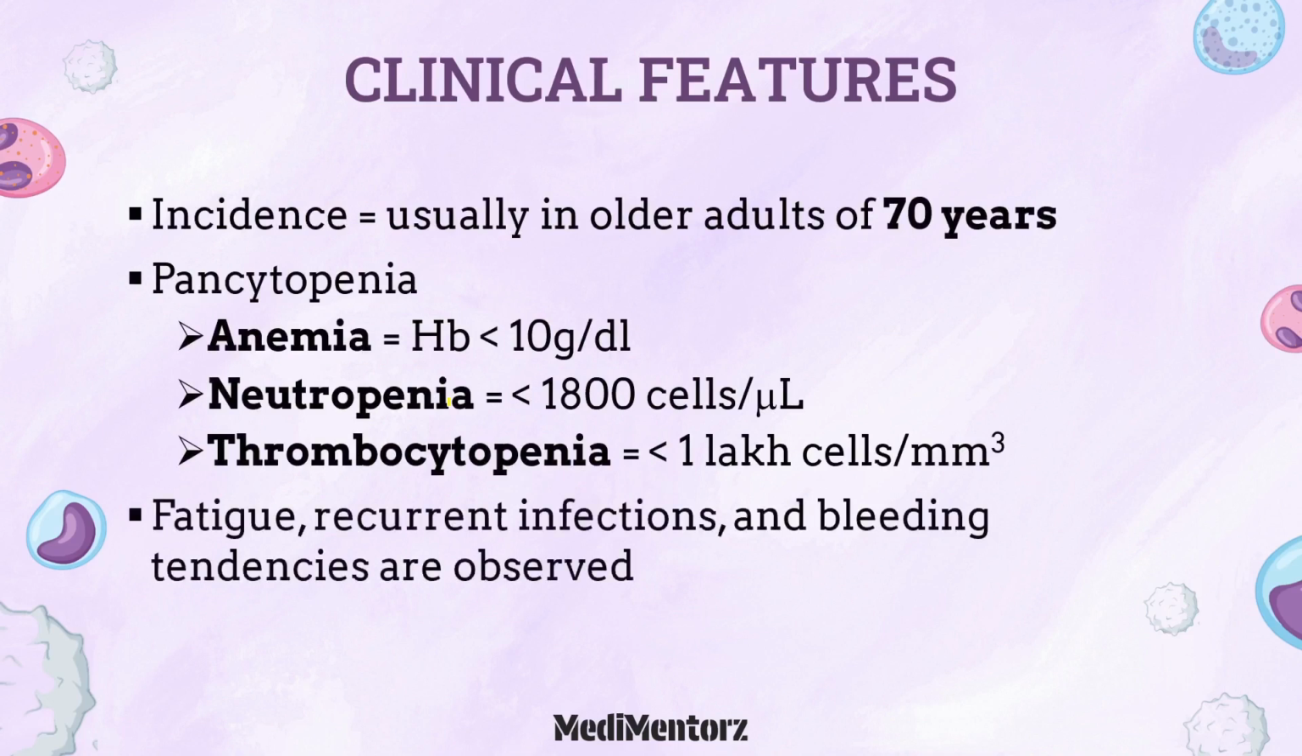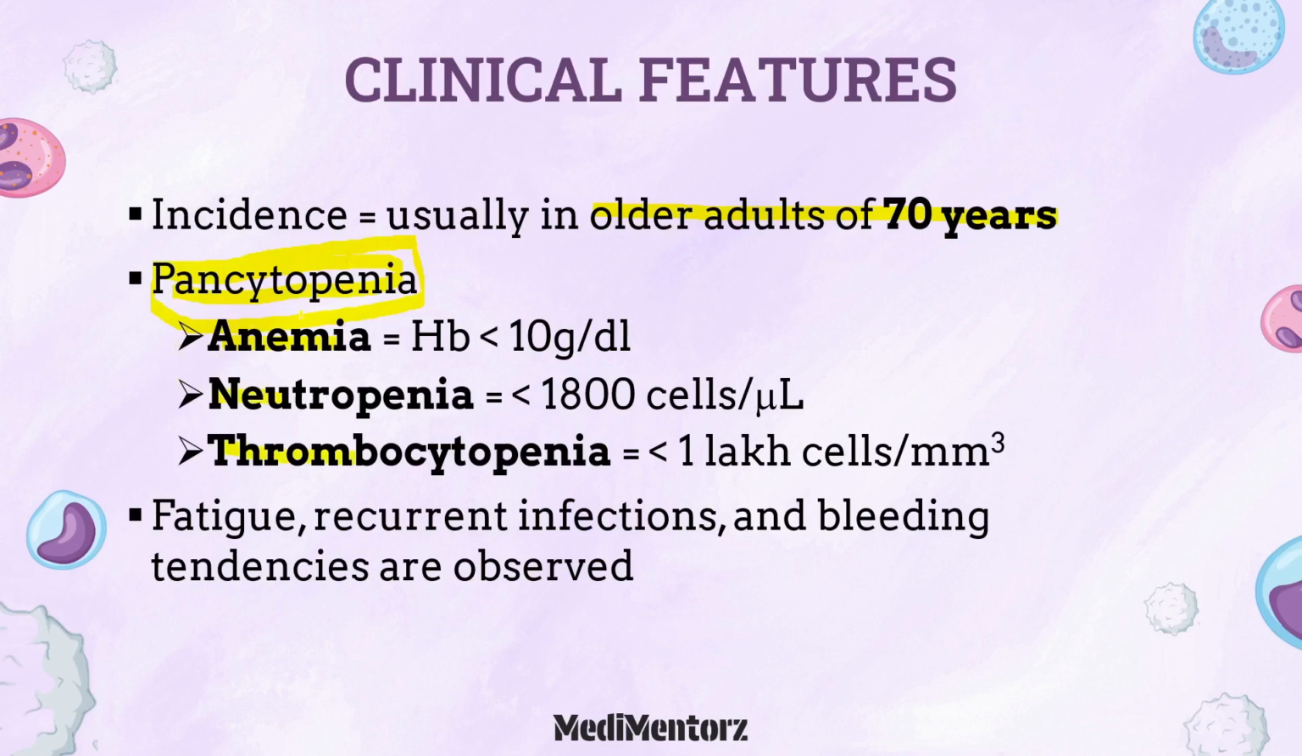The myelodysplastic syndrome usually occurs in older adults of around 70 years of age. And the characteristic finding in the myelodysplastic syndrome, as I've already mentioned, is pancytopenia, which is nothing but presence of all the three: anemia, neutropenia, and thrombocytopenia.